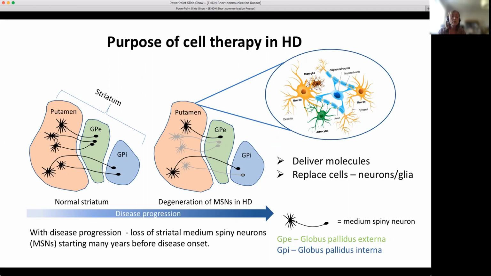Although it's important to remember that cells can also be used to deliver a wide range of molecules to the brain. As you can see in this diagram, the principal cells that are lost as the disease progresses are medium spiny projection neurons that make up 80 to 90% of striatal neurons, with sparing of other neuronal subtypes. However, it's become increasingly apparent that glia are also heavily affected early in the disease process, and that glial replacement may also be a strategy for reducing striatal degeneration.